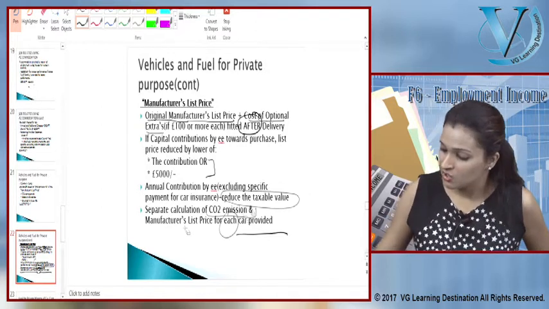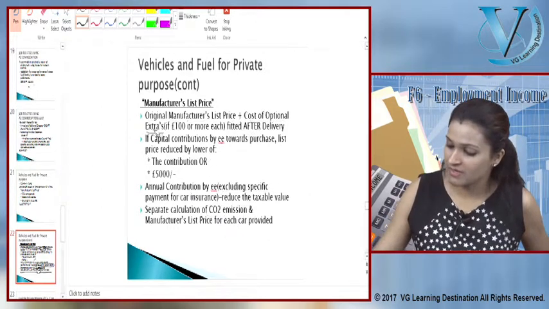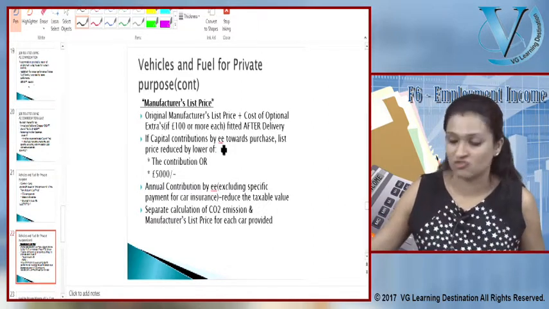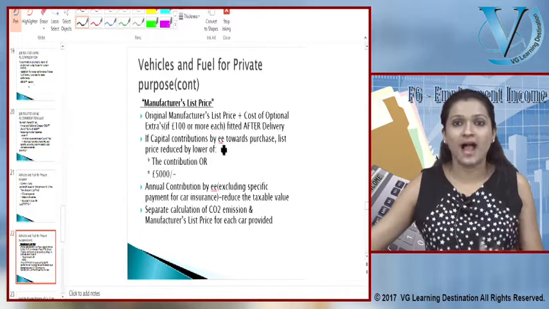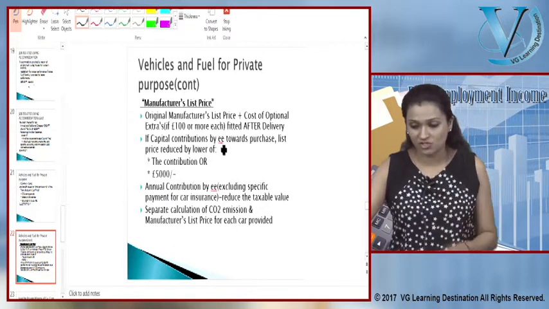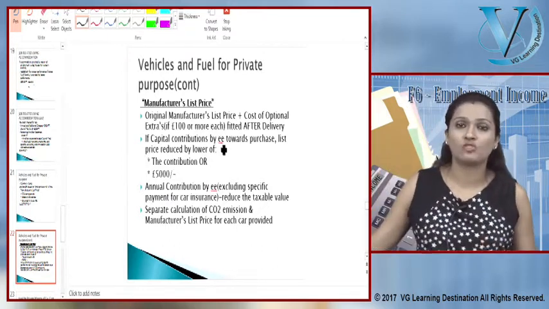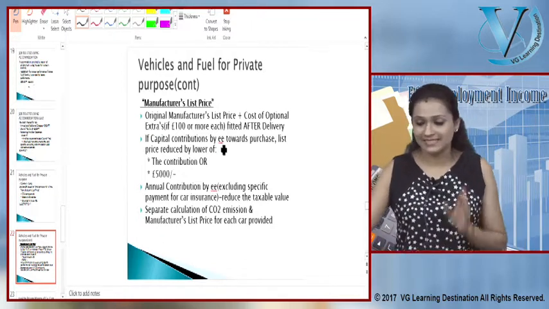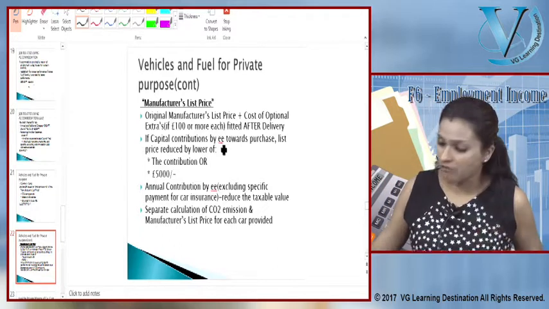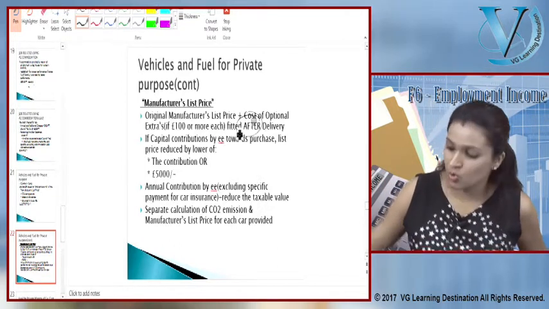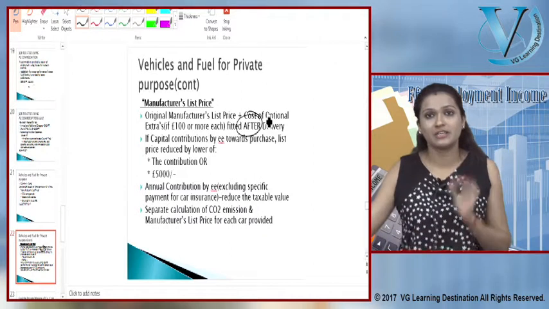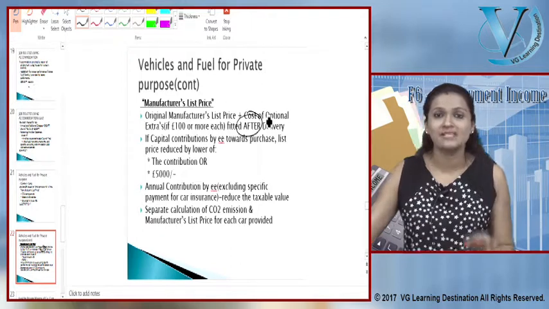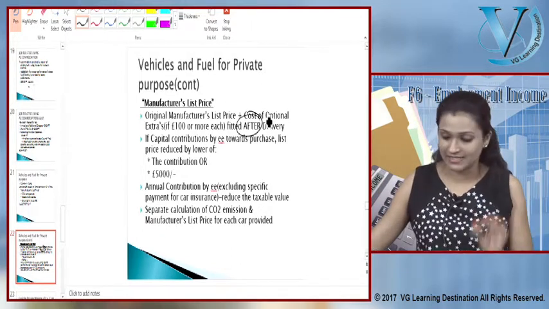So what do you do? You basically start off with the original manufacturer's list price. On that, you add the cost of the optional extras. If it is 100 pounds or more, it gets added to the manufacturer's list price itself. If they are fitted after the delivery, remember, the rule says that 100 pounds or more for every extra gets added to the manufacturer's list price of the car itself.